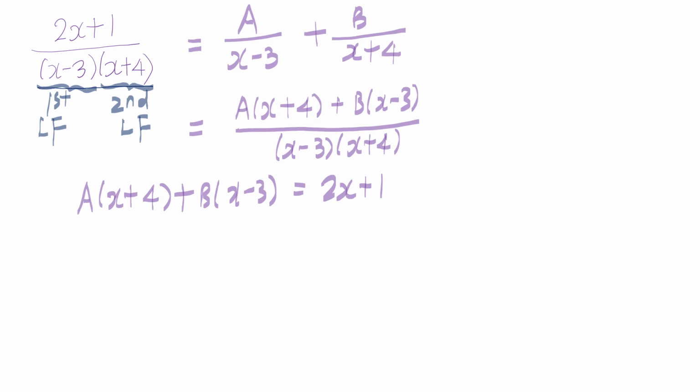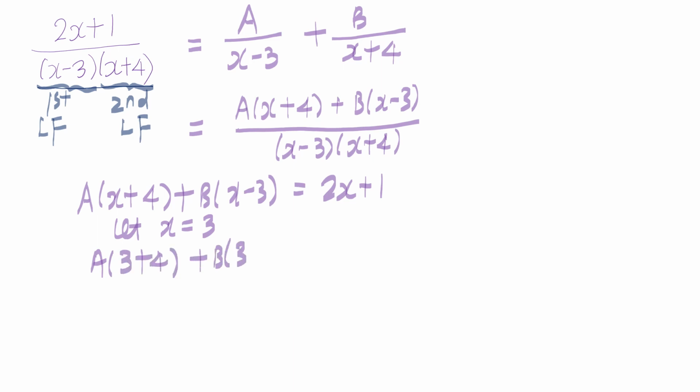Right, so we can use the substitution method here. I can let x equal 3 because there are two unknowns here. So I need to eliminate one of them, and I want to eliminate constant b first. So I'm going to let x equal 3, because if I let x equal 3, let's see what happens.